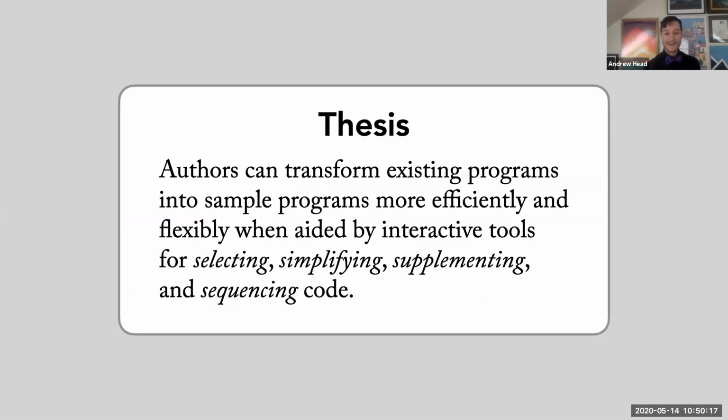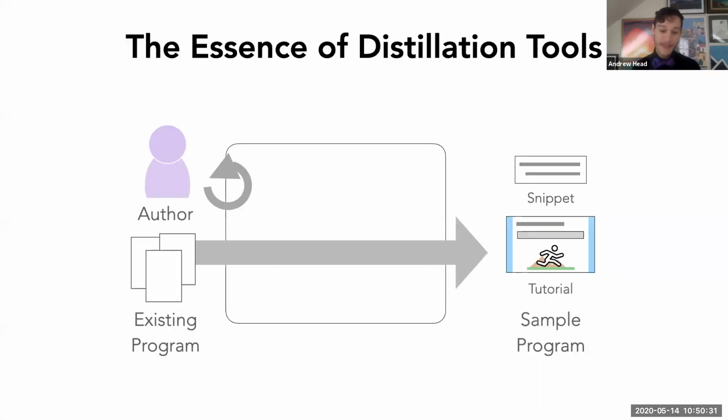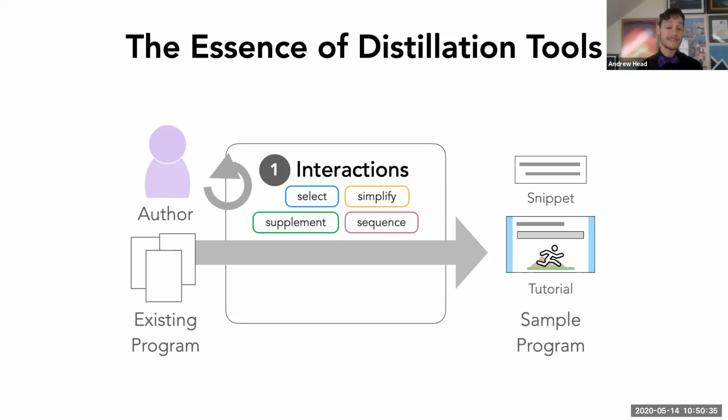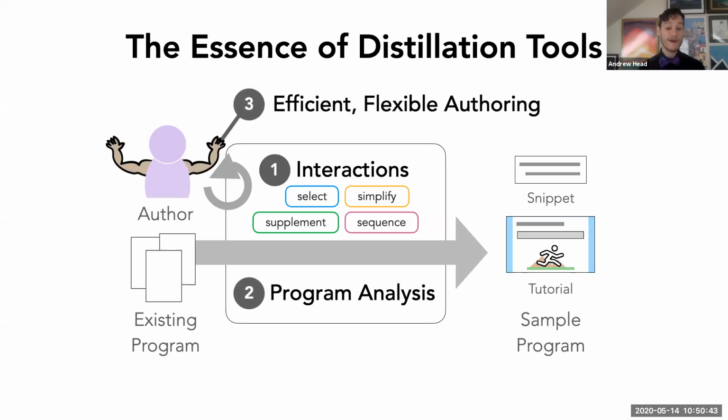So, having gone over those three projects, let's revisit the thesis of this work, that authors can transform existing programs into sample programs more efficiently and flexibly when aided by interactive tools for selecting, simplifying, supplementing, and sequencing code. The three claims that I mentioned before were that these distillation tools can provide these new interactions for these four tasks, that they can be supported by existing program analyses, and that they can support more efficient, flexible authoring experiences.